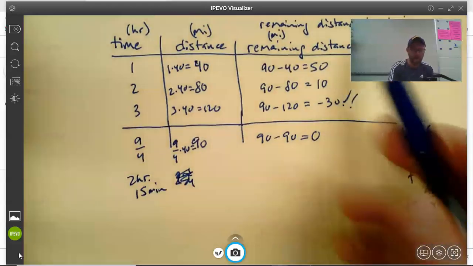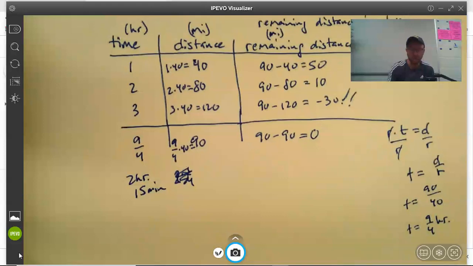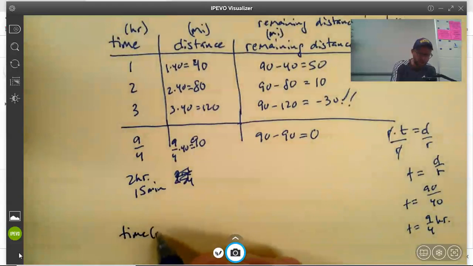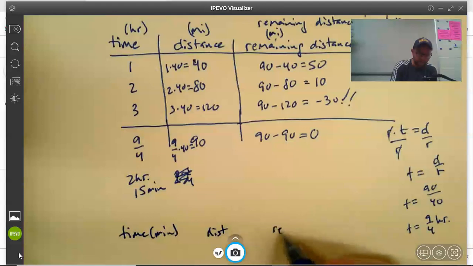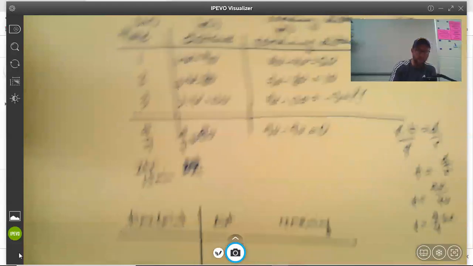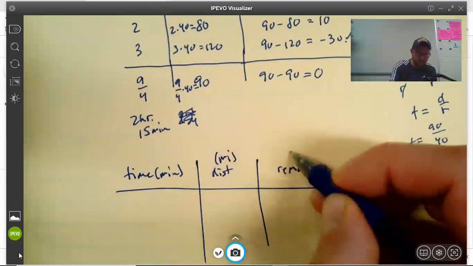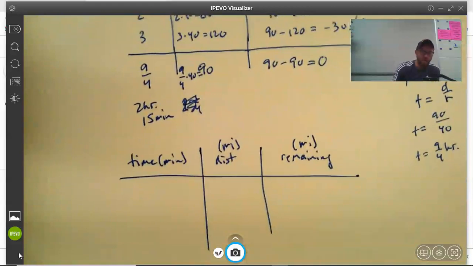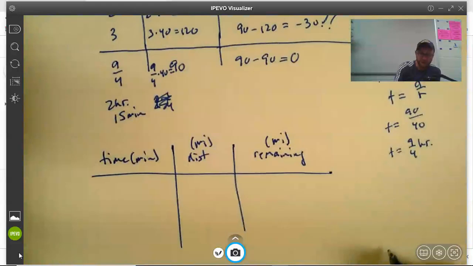But we want our time to be in minutes, right? So a couple things we can do. If I want to change time into minutes, and distance, and remaining, so a new table, and we want the distance to be measured in miles, and remaining measured in miles. My handwriting is terrible. We want minutes, though. So we could go over here to the side.